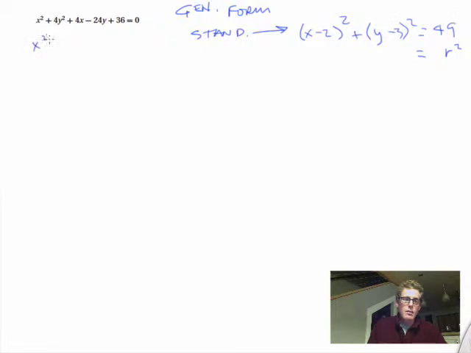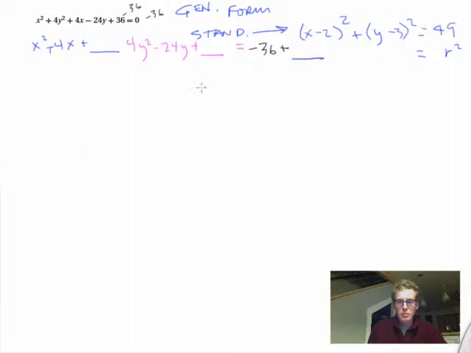Okay, so I'm going to do x squared plus 4x and then plus blank, because remember we're completing the square. And then in magenta here, let's do 4y squared and then minus 24y plus blank equals, and then let's stick in black everything on the right hand side. I'm going to do minus 36 here and minus 36 here, so equals negative 36 plus, and then we're going to have plus blank in blue, plus also blank in pink. Okay, so from here we need to start completing the square.